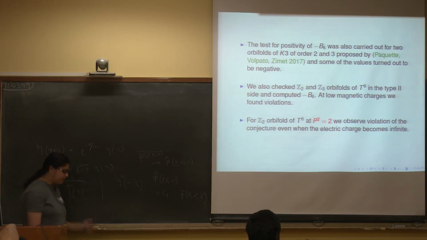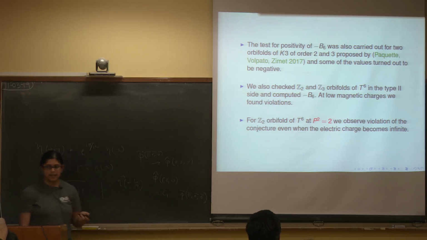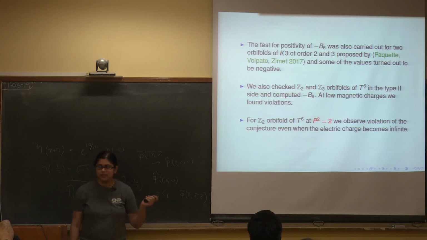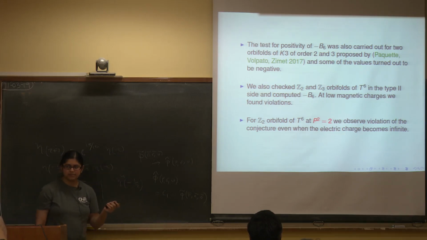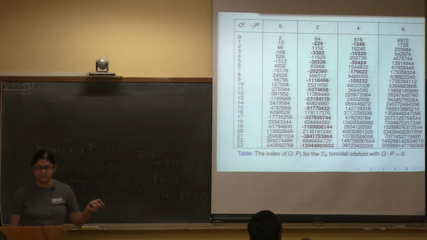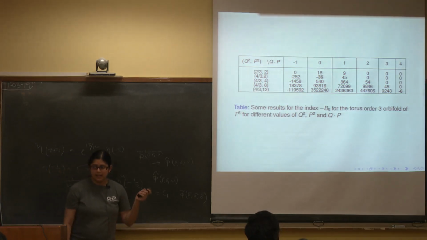So we found violations in these models also at low magnetic charges. For the Z2 orbifold, let me just flash the numbers and then I will move on to the description. So for the Z2 orbifold of T6, at p squared equals 2, where p squared is the magnetic charge, we observed violation of the conjecture even if the electric charge was infinite. Here is a list of the violations. The bold ones are actually the violations, but we are finding something like an alternating series, and this is for Z3.